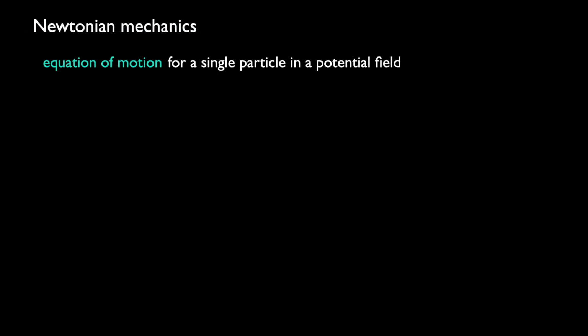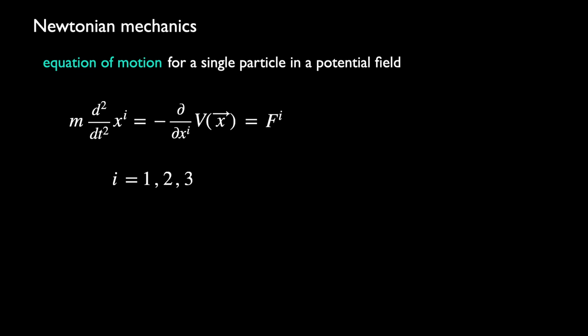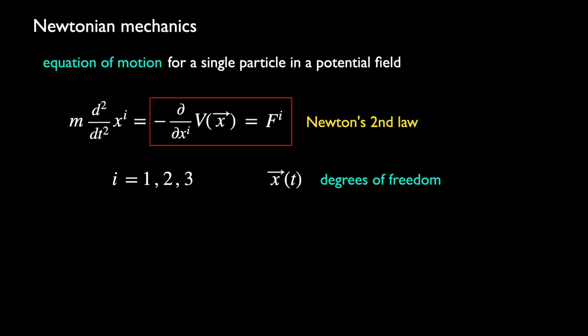Let's start with Newtonian mechanics. This is the equation of motion of a single particle in a potential. The gradient on the right-hand side of this equation is the force. This is just Newton's second law. The degrees of freedom of the particle are the three functions of time describing its trajectory. Forces of this kind are known as conservative forces since they conserve the energy of the particle.